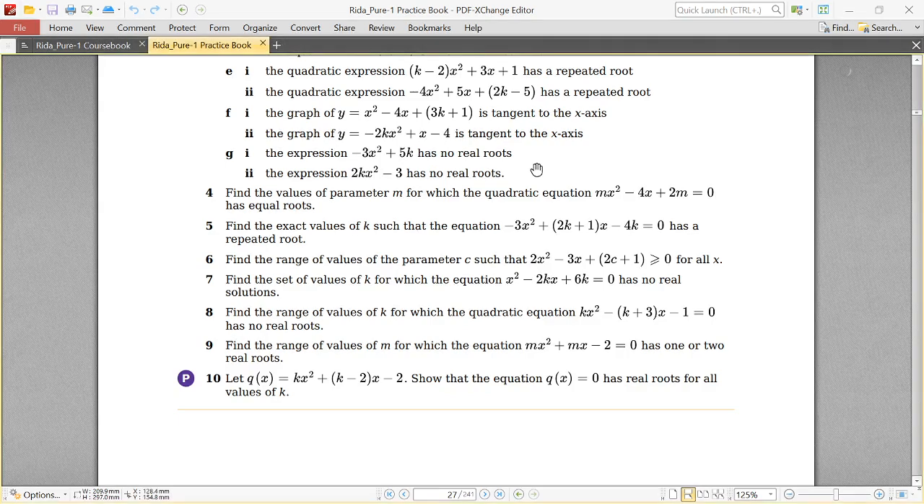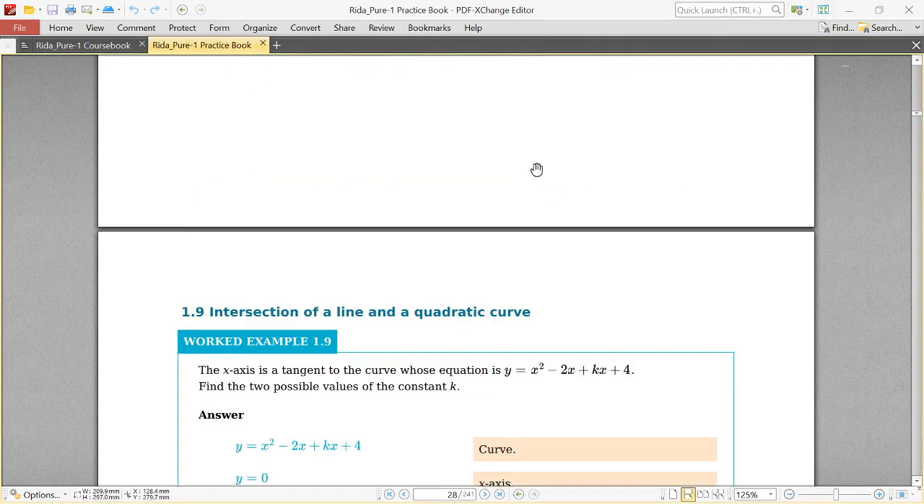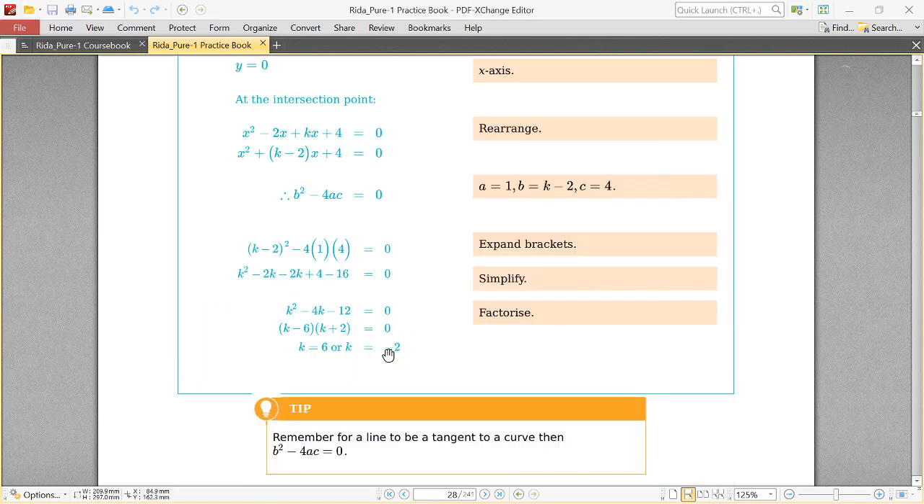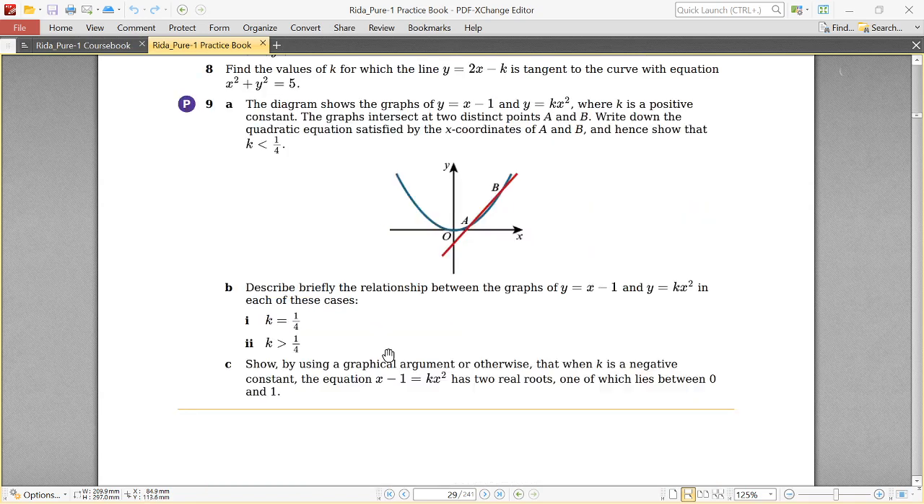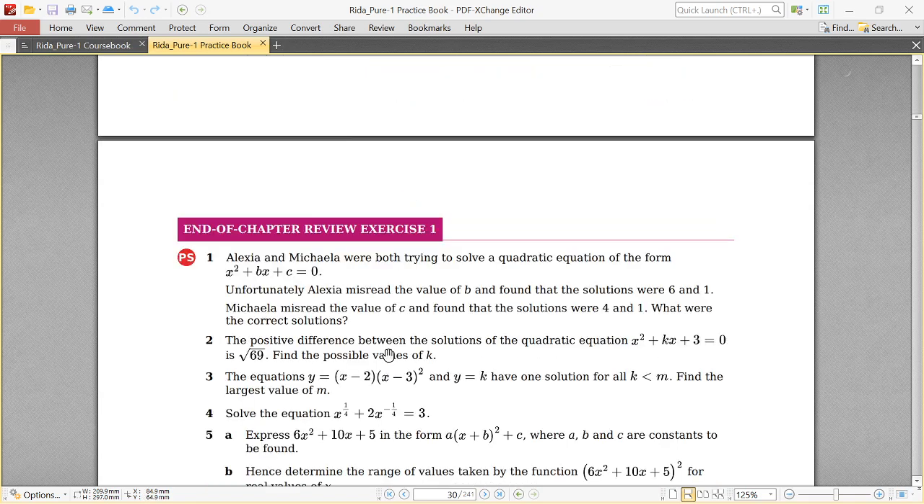So here, as I said, this is the same thing as the simultaneous equations. So we have gone through a quick overview of this.